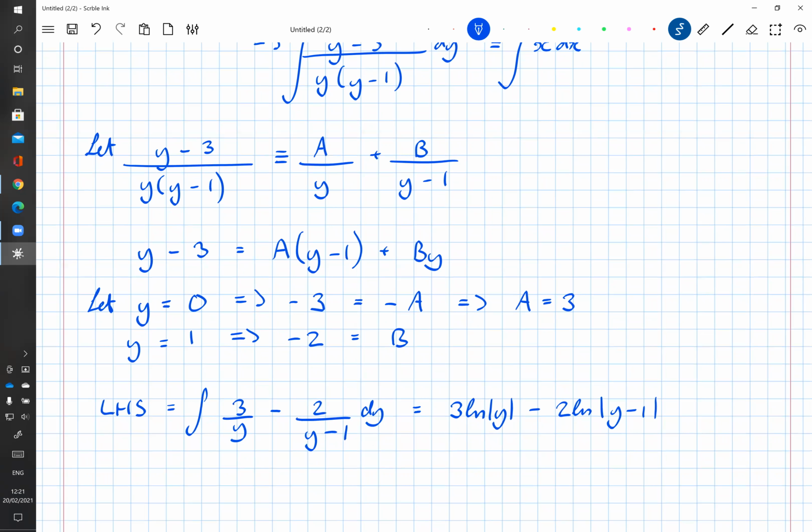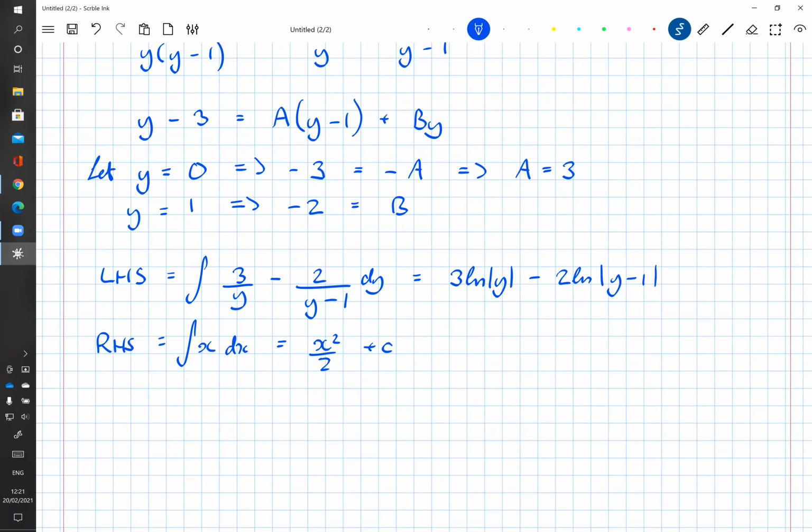And the right-hand side we see is the integral of x dx, which equals x squared over 2 plus c. So let's conclude. Therefore, 3 log mod y minus 2 log mod of y minus 1 equals x squared over 2 plus c.